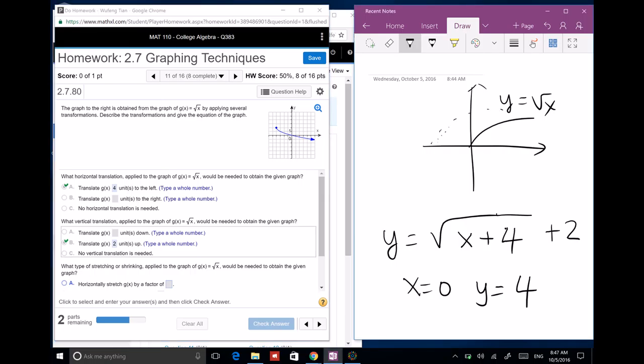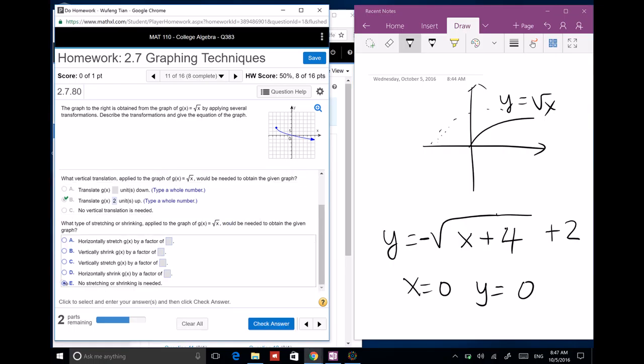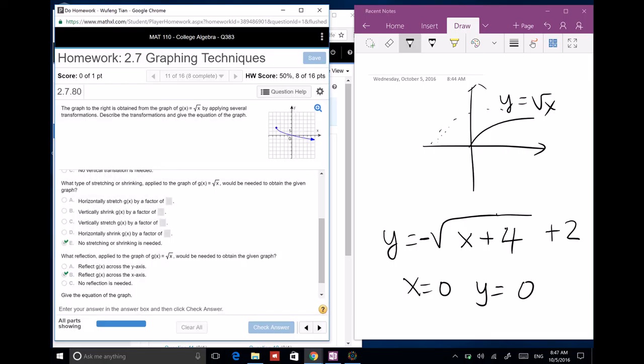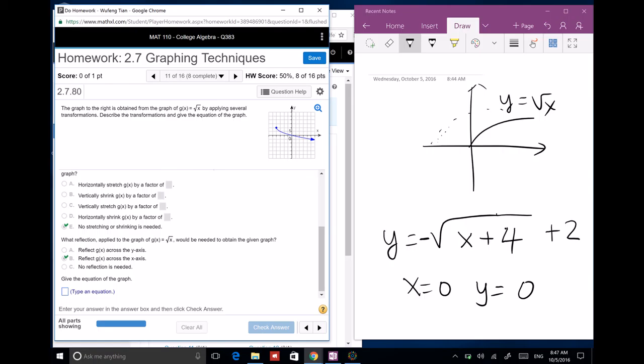Then up, and I still have to do that negative. Okay, so x equals negative 4, y is 2. x equals 0, y equals 0. So there's no stretch. Okay. And the shift, but it reflects with the x-axis. Give the equation of the graph. This is the equation of the graph.